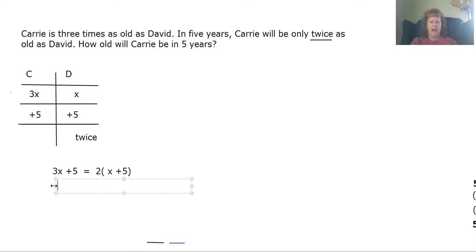So now that we have the equation written out, we're going to distribute the 2 into the parentheses part. So I'm just going to retype the beginning of this problem so that I'll have it on the next line to use.